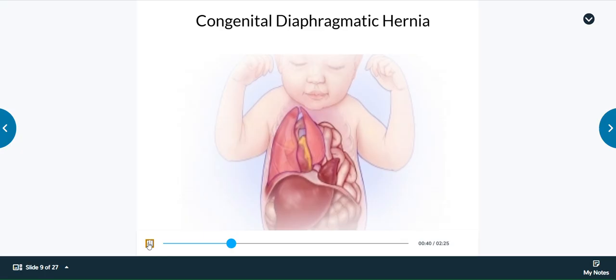These babies, it's an emergency. These babies have high mortality rates. They require ECMO at birth. Outcomes really depend on the level of pulmonary hypoplasia present at birth.